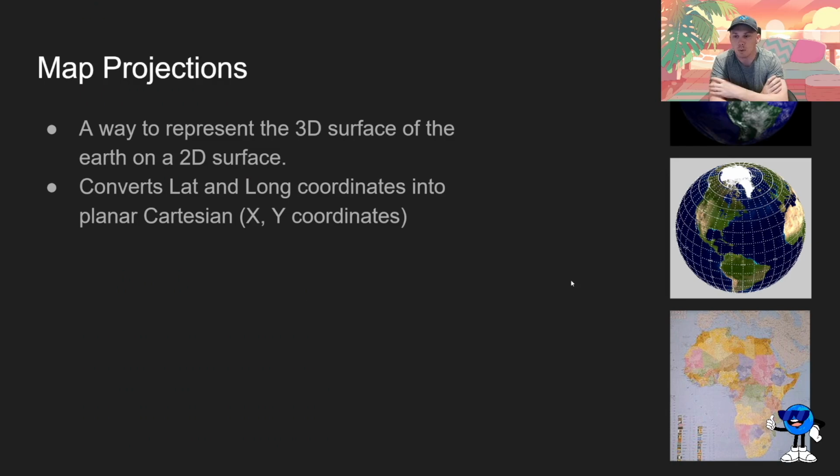So on to map projections. What are map projections? Map projections are a way to represent the 3D surface of the Earth on a 2D surface, and it converts lat and long coordinates into planar Cartesian coordinates, which are X and Y. The exact definition is the translation of locations on a 3-dimensional Earth to a 2-dimensional surface.